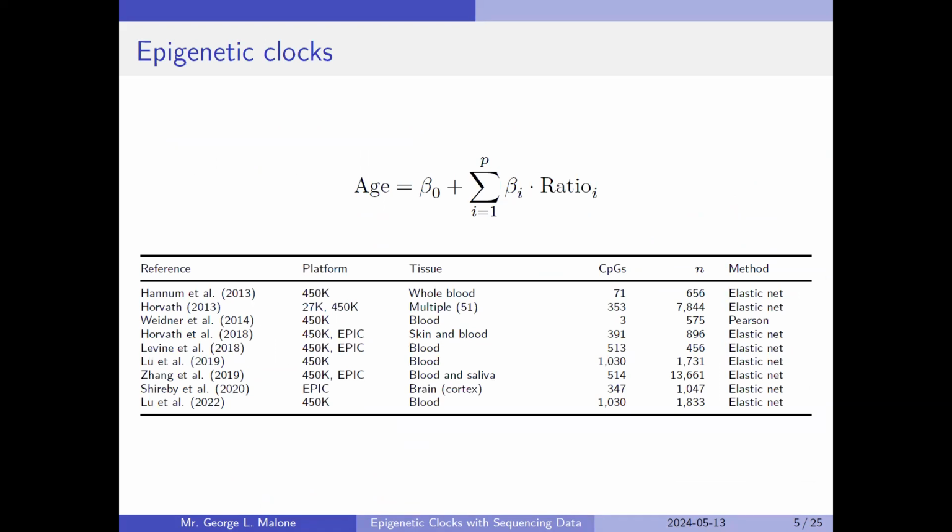Fundamentally, these are linear regression models, which are generally trained on array data via the elastic net. These have applications in agriculture, pressing on the difference between estimated and true age, a value called age acceleration. Applications in health medicine. More recent models are able to perform event prediction for development of cancer or mortality.